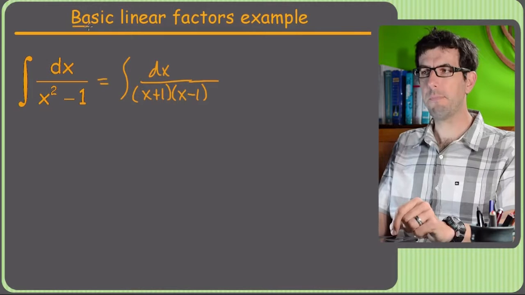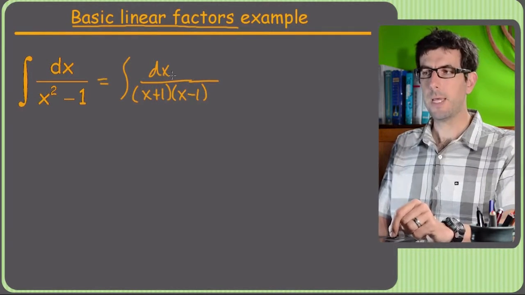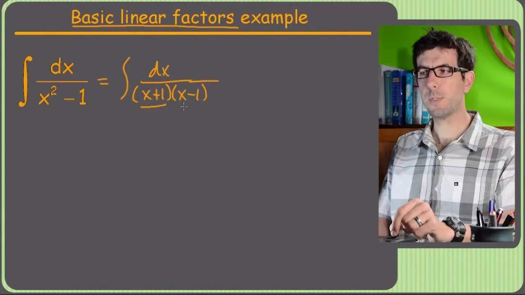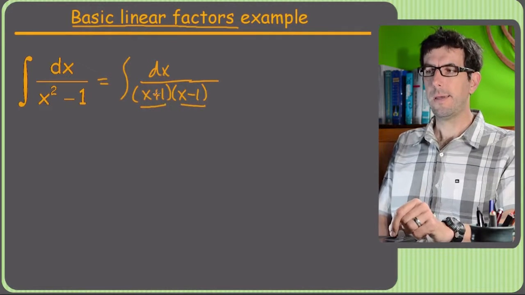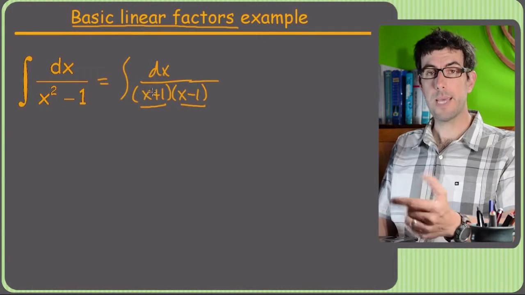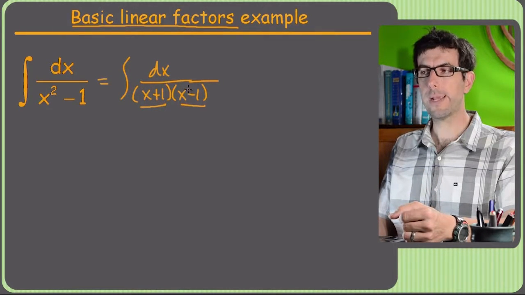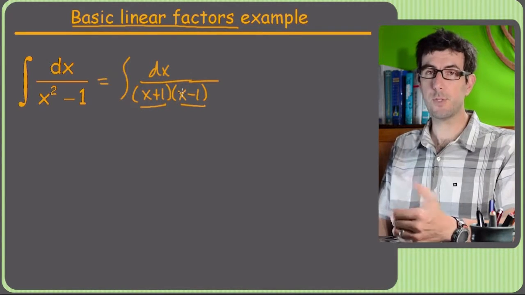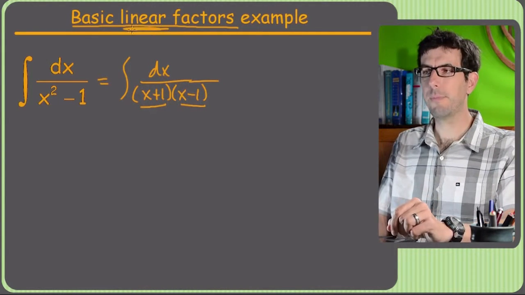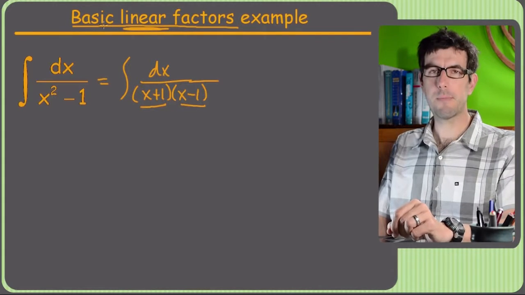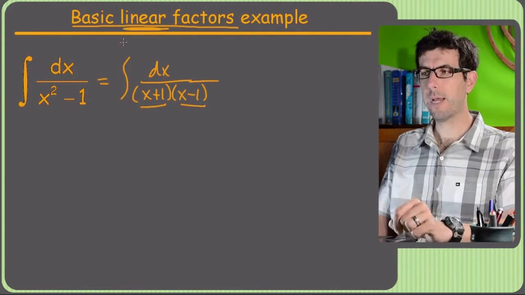Now the reason we're calling this a basic linear factors example is because these are the factors, x plus 1 and x minus 1. They're linear because the exponent on the x is just 1. There's x to the first plus 1 and x to the first minus 1. So the highest power we have is just 1, and that's what makes them linear factors. And it's kind of basic because there's no repeated linear factors.